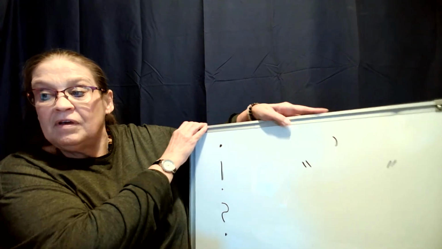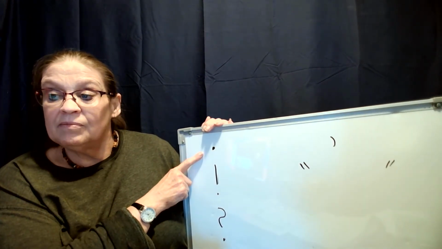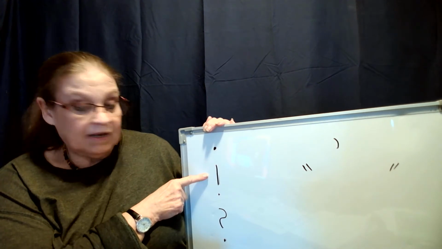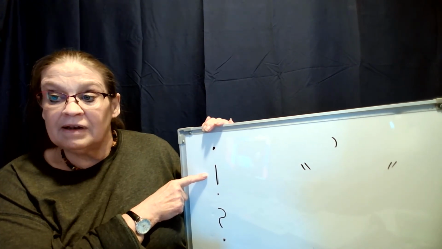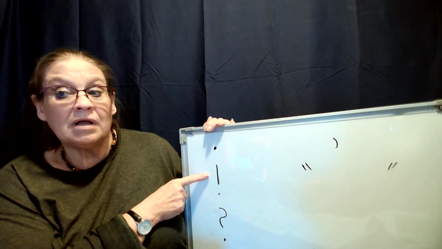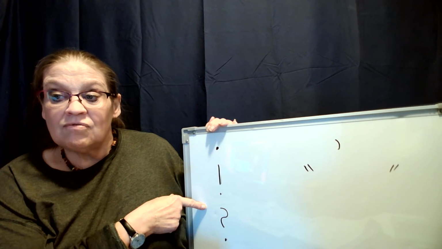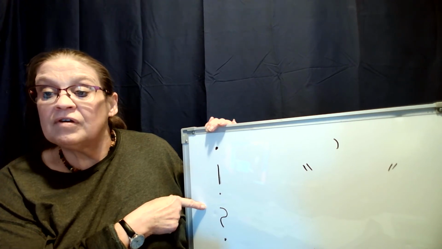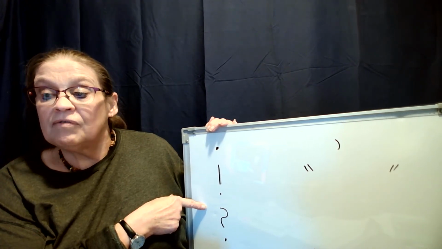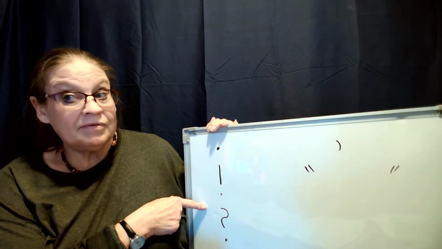So, if you see a period, that means you're going to stop, take a breath, then continue reading. If you see an exclamation mark, that means you're getting excited or you're yelling, "Stop!" or "Happy birthday!" If you see a question mark, that means you're asking a question, your voice naturally goes up, and you're waiting for an answer. How are you today? Are those your pencils?